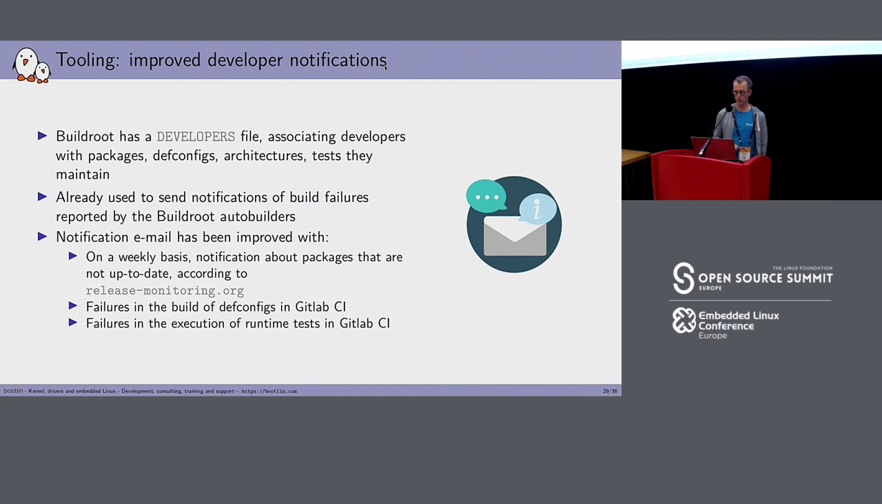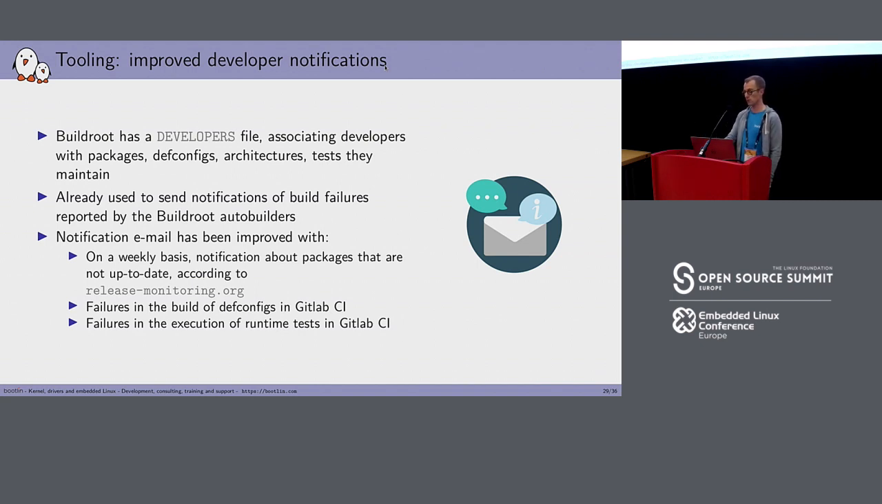Based on that, we've done improvements to the notifications sent to developers. So very much like the Linux kernel has a MAINTAINERS file, we have a DEVELOPERS file that says this package, this defconfig, and this test is maintained by this or that person with this email address. And we use that to send emails. We were already using that to send email about build failures occurring in our autobuilder infrastructure. And we've extended that to send notifications about packages that are not up to date. Hey, you are maintaining Dropbear, but Dropbear is at version this in Buildroot, and there is this newer version available upstream. Maybe you should have a look and submit a patch to update that.